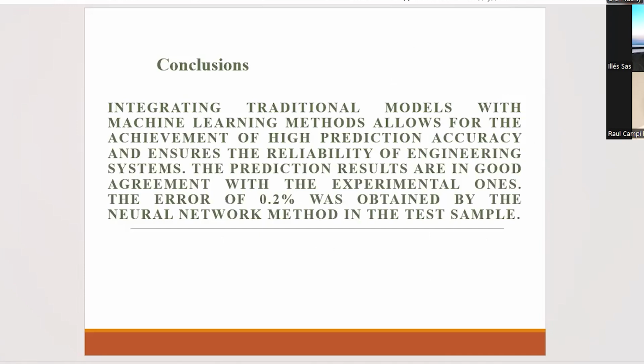And now I would like to come to the conclusion. Integrating traditional models with machine learning methods allows for the achievement of high prediction accuracy and ensures the reliability of engineering systems. The prediction results are in good agreement with the experimental ones. An error of 0.2% was obtained by the neural network method in the test sample.